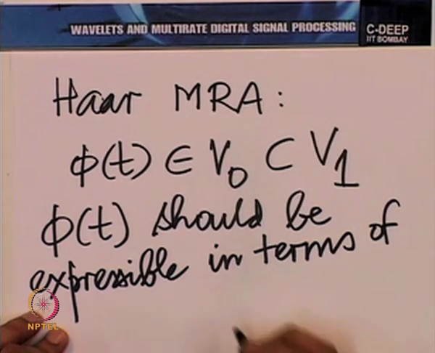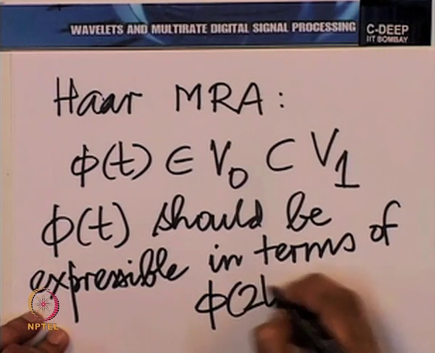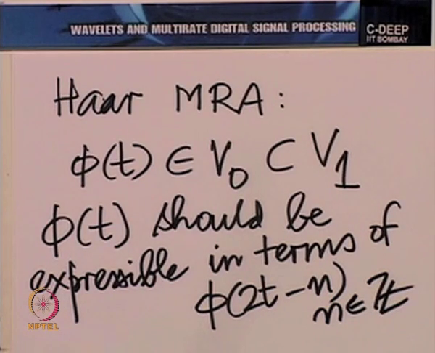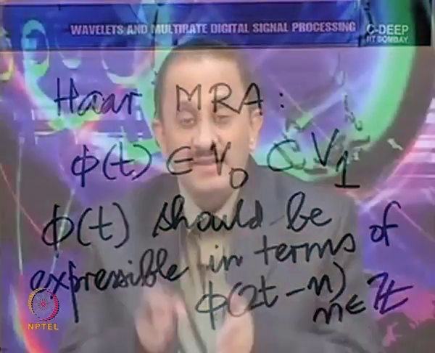And what is that basis of V1? It is phi 2t minus n for integer n. It should be expressible in these terms. It is very interesting. Phi t is an element of V0, V0 is a subspace of V1, and the basis of V1 is again the dilates of phi t by a factor of 2 and their integer translates. So, phi t can be expressed in terms of its own dilates and translates. This leads to what is called a recursive dilation equation on phi t.